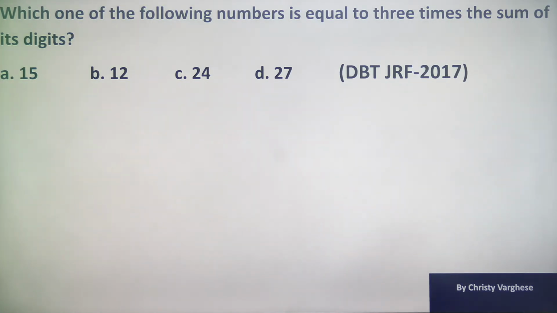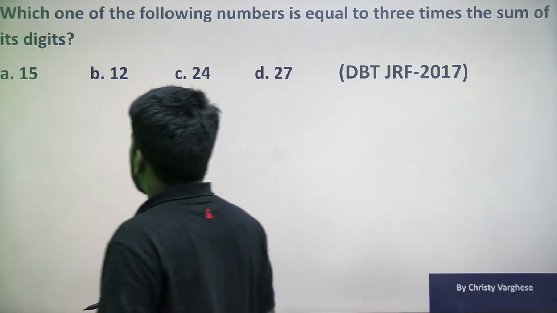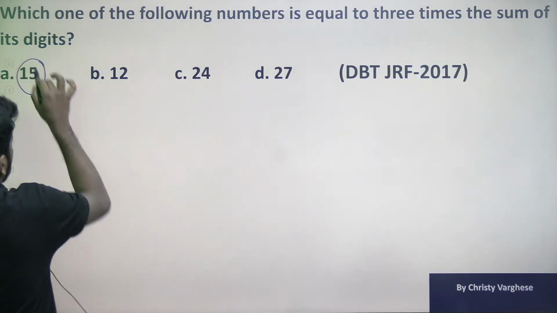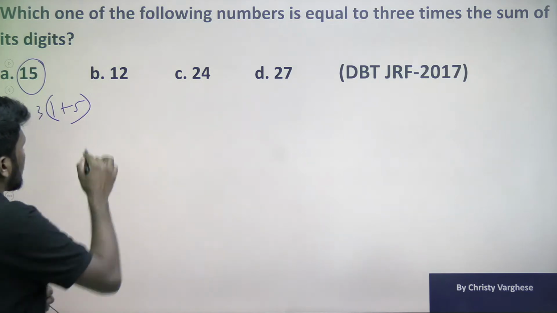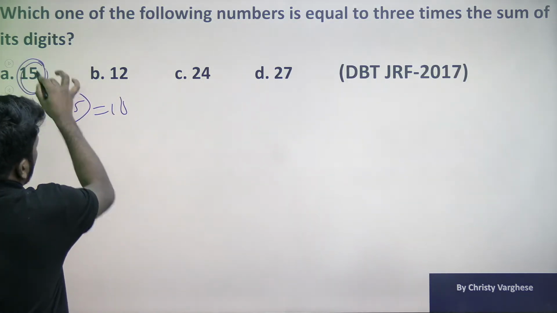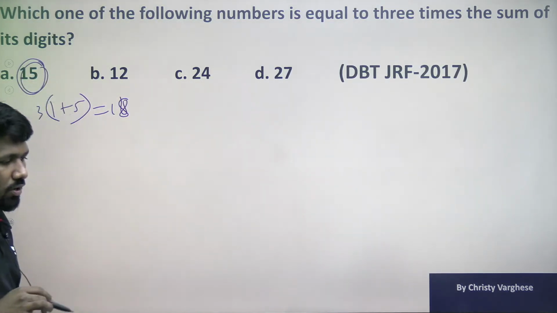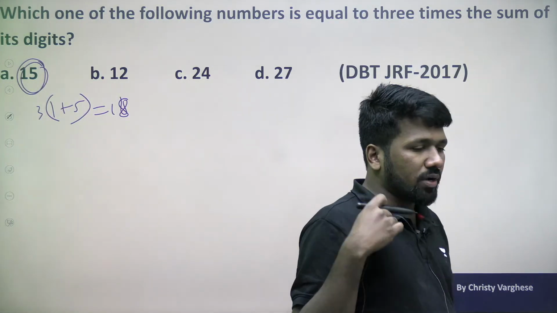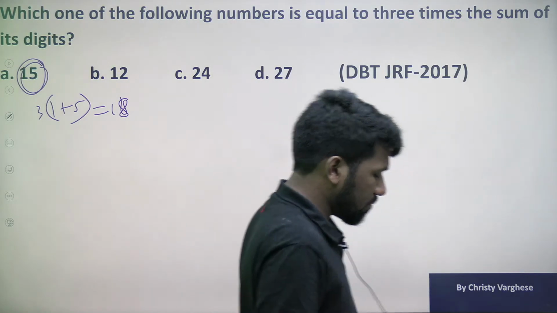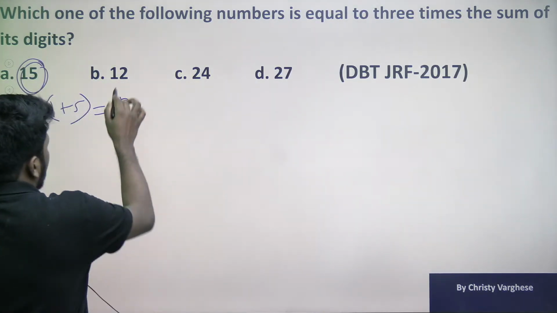Okay, most of you got it right. So here elimination will be the better way to do this question. Which one of the following numbers is equal to 3 times the sum of its digits? If option A is the answer, the sum of digits will be 1 plus 5. 3 times that means 18. Is 15 equal to 18? That is the question. The number should be equal to 3 times the digit sum of the number. Definitely option A is not satisfying that.